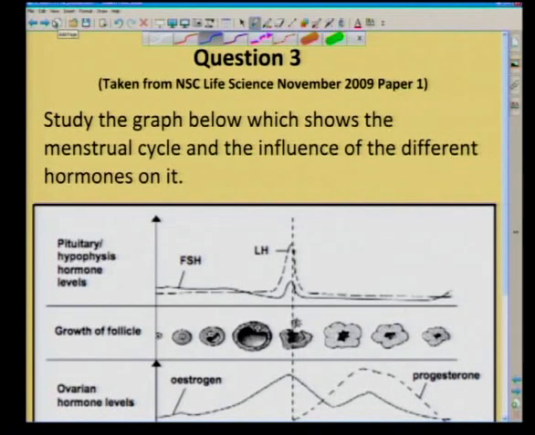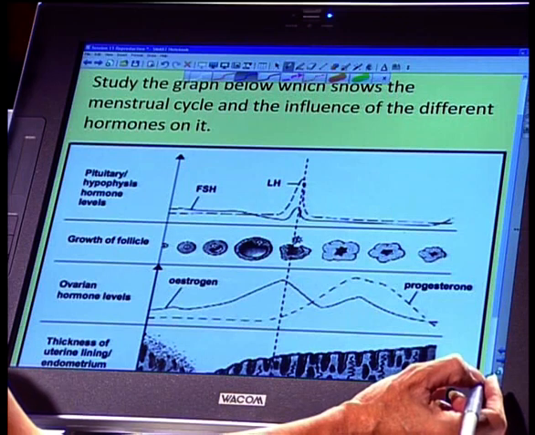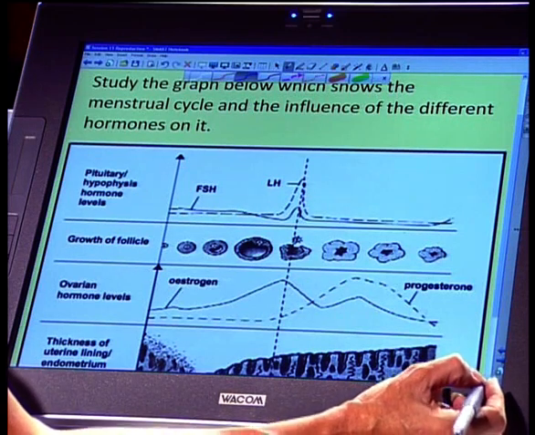All right, so we're going to look at this question. This question was taken from Life Science, the November 2009 paper 1. So this was the question paper for the end of last year. Please, 2009, very important. They changed slightly the way that questions are asked, and this is why we go through these questions, to show you what the examiners are going to expect from you. First thing, we have to look at this diagram. Now, it's the one we've just done. It's the graph that shows the menstrual cycle and the influence of the different hormones.